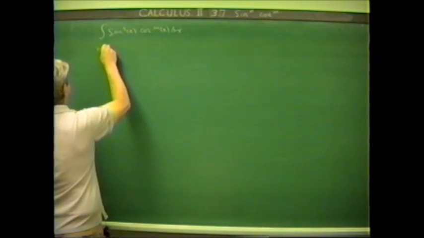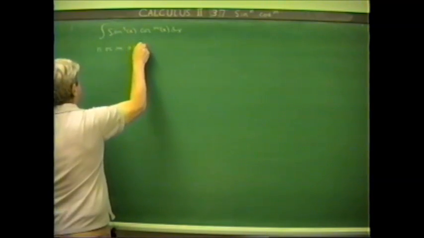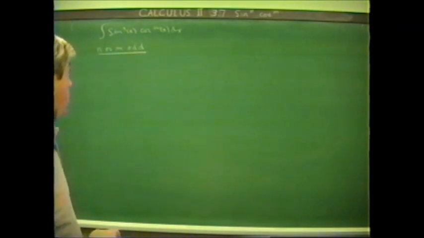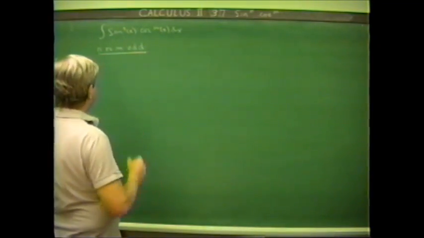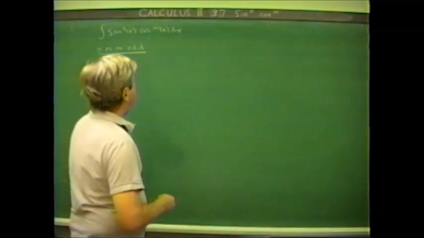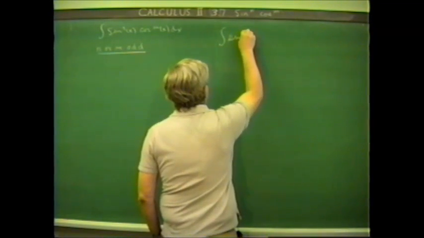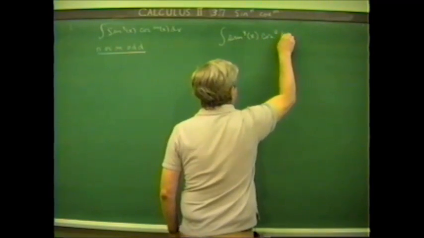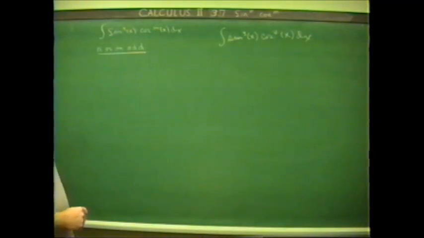The first one is going to hold when either n is odd or m is odd. So when either of the two of these are odd, then there's going to be one technique for finding the antiderivative. Let's take a look at how that goes. Let's take a look at the antiderivative of sine cubed of x, cosine to the fourth of x, dx. So here the sine is odd.